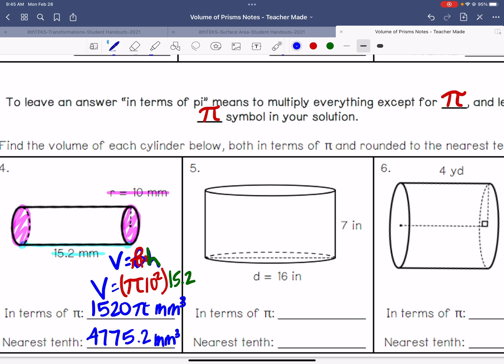Okay, you are going to go ahead and do questions 4, 5, and 6. So you have 3 questions to do on your own. You can do it. If you have any questions, you can always ask me at the teacher table or whenever we start packing up. Okay.